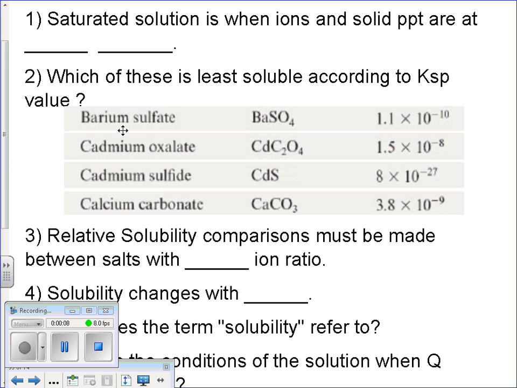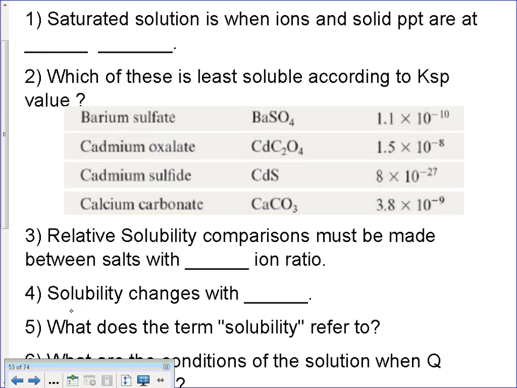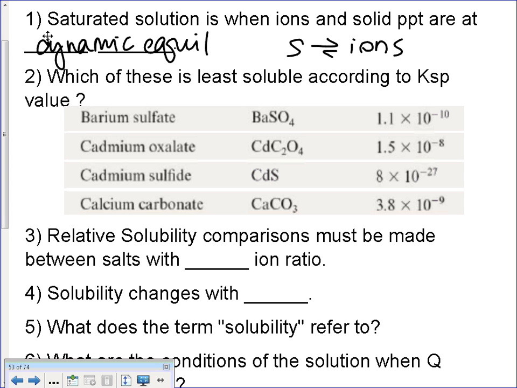Saturated solutions are when ions and solids are at dynamic equilibrium, right? The word of the day, dynamic equilibrium. And so how do we represent that in an ICE table? We go solids equilibrate to ions. It depends on the favorability of the ion formation, but the K value can be lesser or more than 1.